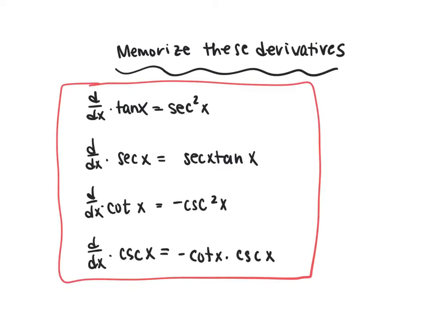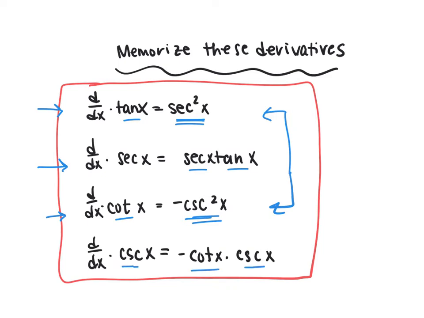So here's what you must know. You must memorize these derivatives. The derivative of tangent is secant squared. The derivative of secant is secant times tangent. The derivative of cotangent is negative cosecant squared. You have reciprocal functions, tangent and cotangent, and you have some similarities in their derivatives. And the last one, the derivative of cosecant is negative cotangent cosecant. And these two also have some similarities together.